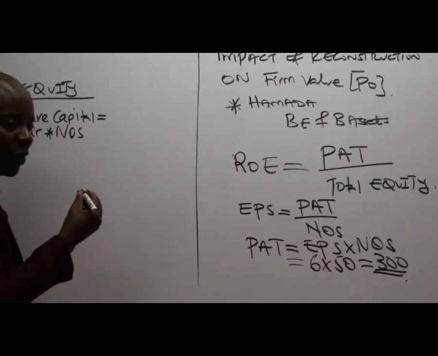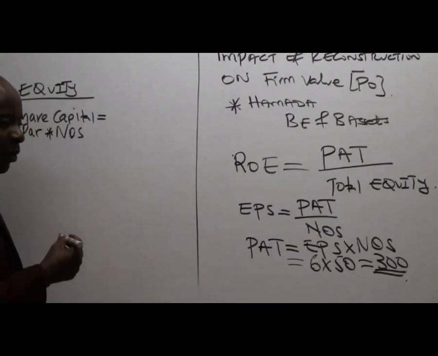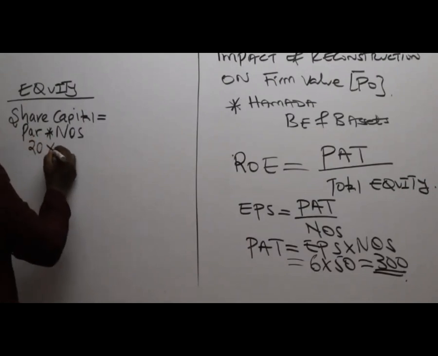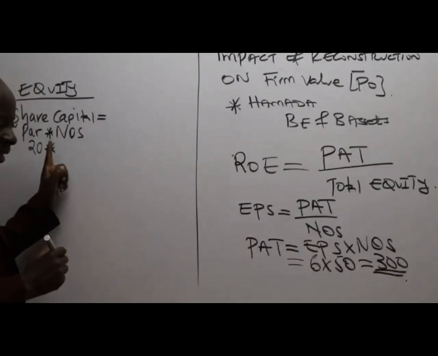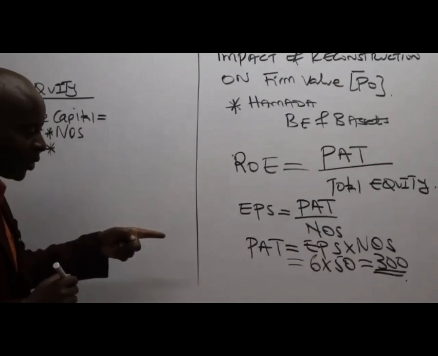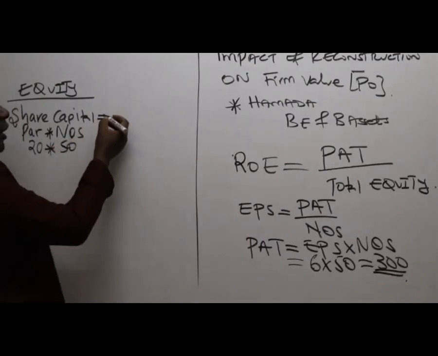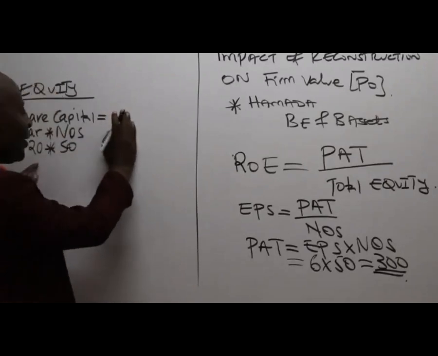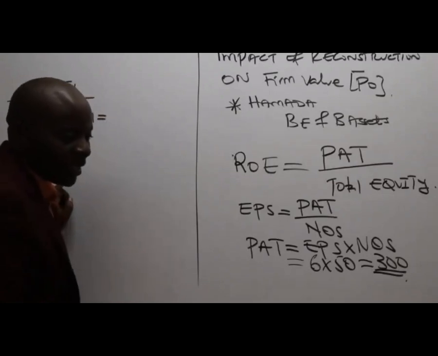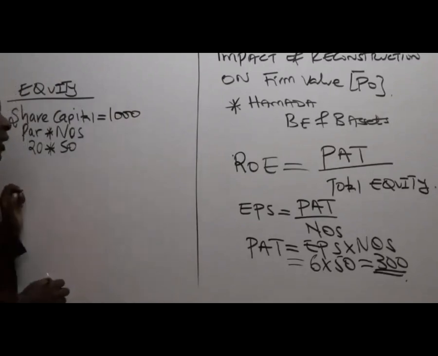So what is the par value amount given? 20. Do we know the number of ordinary shares? Number of ordinary shares in the question, there are how many? They are 50. Meaning, ladies and gentlemen, that our share capital here is what here, somebody? Share capital 20 times 50 gives me how much? 20 times 50, they're getting 1,000, which is okay, 1,000 like that.